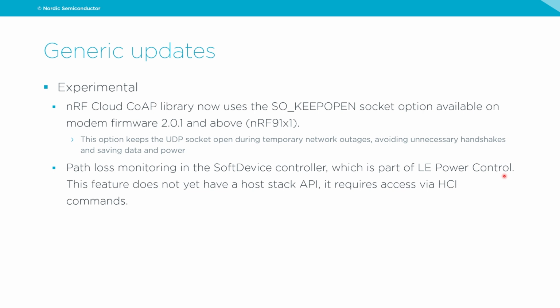So for example, if you have two connected devices and they move further away from each other, the path loss zone would drop from middle to high. That would trigger the controller to notify the host of this change, or vice versa. If they get closer together, it would go from high to middle or middle to low, depending on where it started from, and this would also trigger a notification to the host.